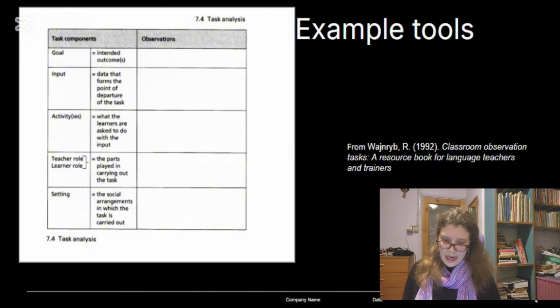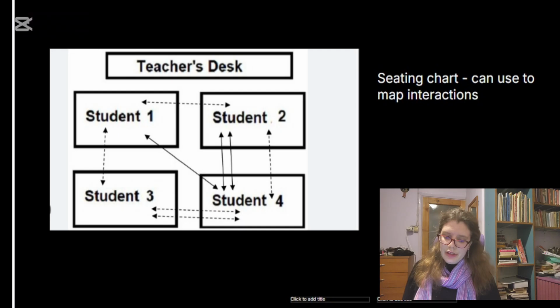One example chart from Classroom Observation Tasks, a resource book for language teachers and trainers, can be seen on this slide. Here, the observer makes specific notes about topics such as goals, inputs, and teacher and learner roles. Another example chart can be seen here. The observer can make observations about specific teacher and student interactions. Such observations can help teachers better understand the classroom dynamics.